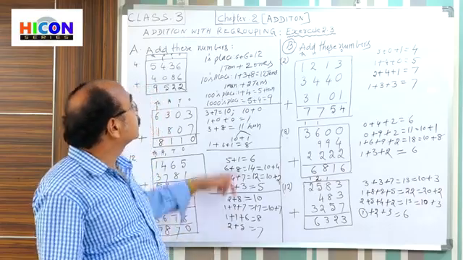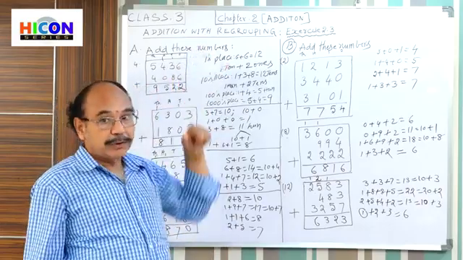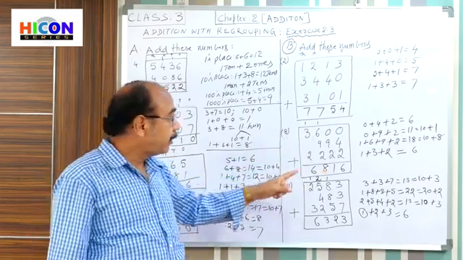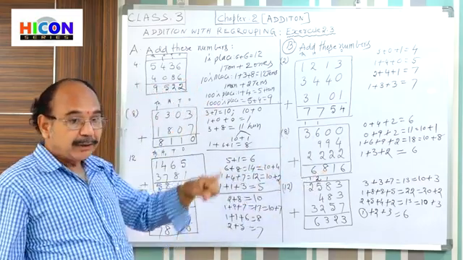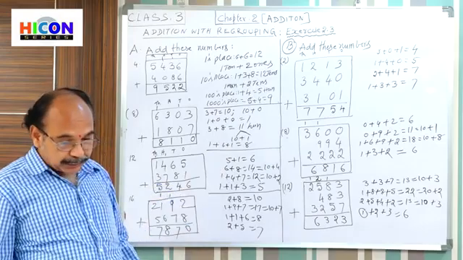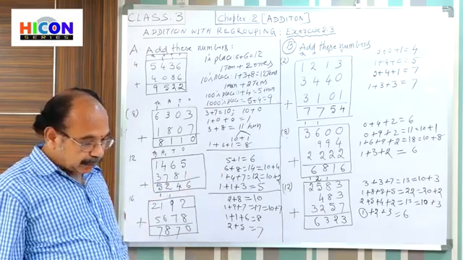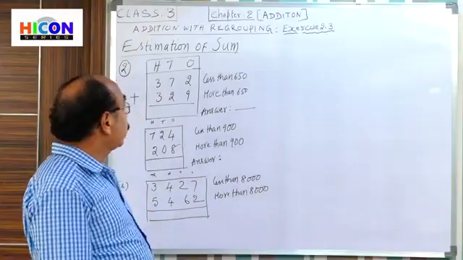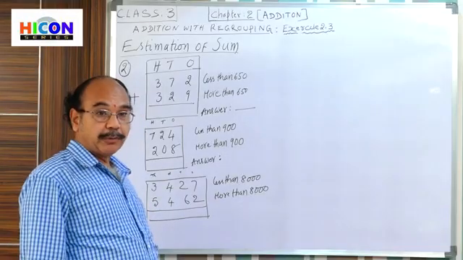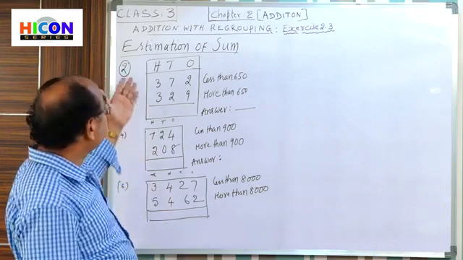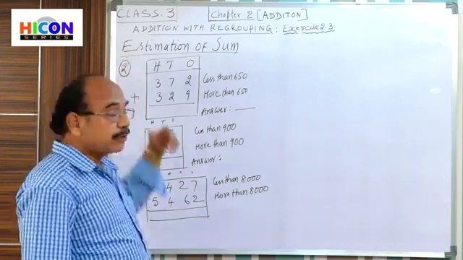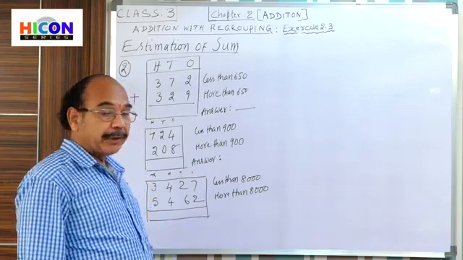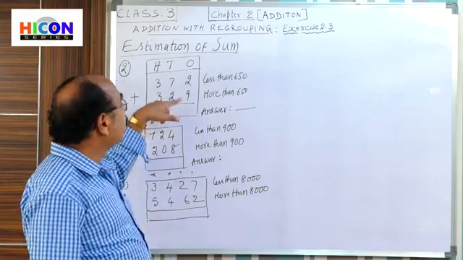Like this, this is regrouping. By regrouping, we added the given numbers. This is the procedure of adding the numbers by regrouping. See children, now we are going to another model. What is in this model? Estimation of sum. Just we estimate the sum of the two numbers.